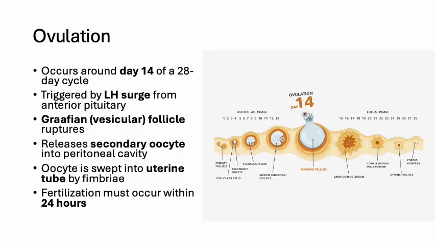The fimbriae of the uterine tubes gently sweep the oocyte into the tube, where it begins its journey towards the uterus. This oocyte remains viable for fertilization for about 24 hours, making the timing of ovulation critical for conception. The remnants of the follicle then form the corpus luteum, which supports the uterine lining in the second half of the cycle.